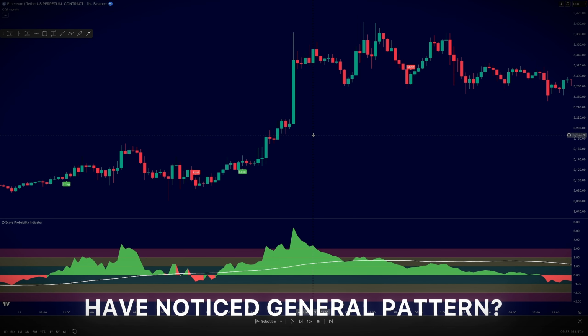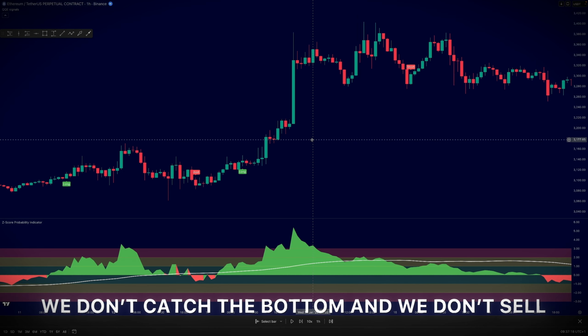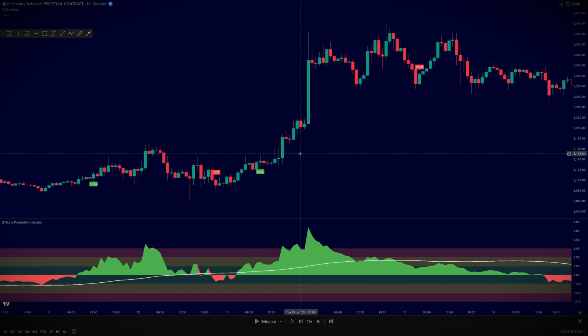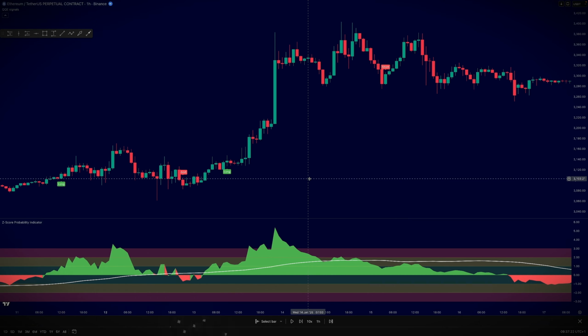I've noticed the general pattern. We don't catch the bottom, and we don't sell at the peak. We skip the first wild impulse and enter on the pullback with confirmation. This slightly reduces the potential profit per trade, but it sharply increases the win rate. It's a trade-off between profitability and reliability.